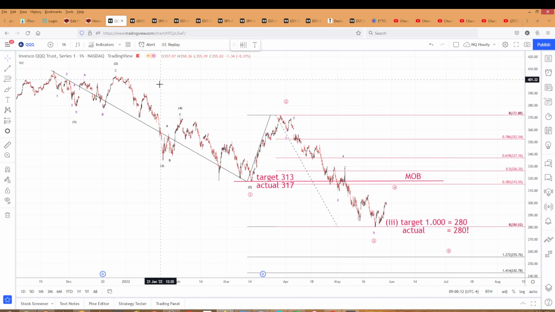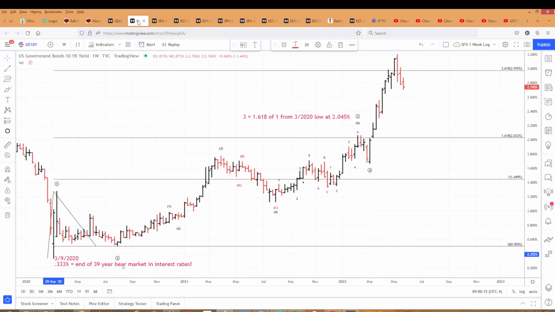I want to jump over to the US 10-year because it is so important. As you can see, this is a weekly log chart, and down here near the pandemic low in 2020 was the end of a 39-year bear market in interest rates. If you're old enough to remember, back in the late 70s, early 80s, they were in the teens, 15, 17, and went all the way down to 0.333%.